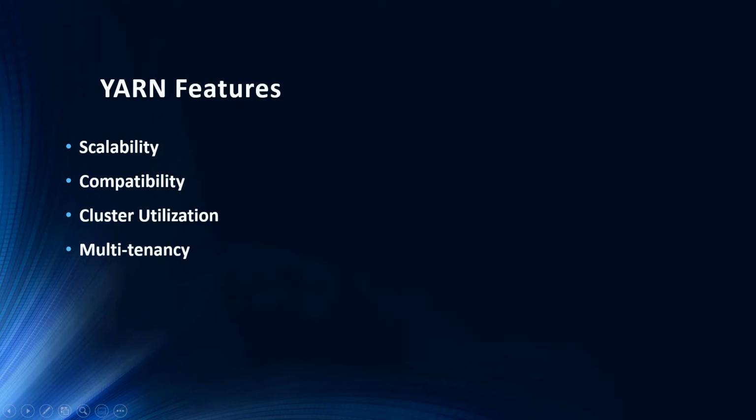YARN features. YARN gained popularity because of the following features. Scalability. The scheduler and resource manager of YARN architecture allows Hadoop to manage thousands of nodes and clusters. Compatibility. YARN supports the existing MapReduce applications without disruption, thus making it compatible with Hadoop 1 as well. Cluster utilization. Since YARN supports dynamic utilization of clusters in Hadoop, it enables optimized cluster utilization. Multi-tenancy. It allows multiple engine access, thus giving organizations the benefit of multi-tenancy.